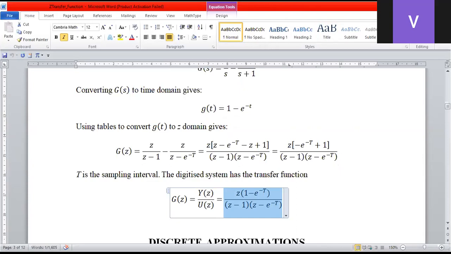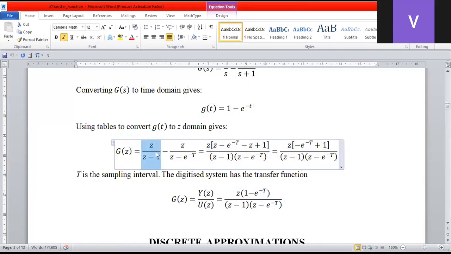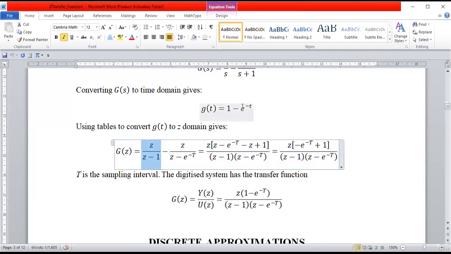Okay, I think we have a question here. Are we going to be given the tables in tests and exams? No. The answer is a big no. You're not going to be given the tables, so you have to memorize the tables. You have to know that the Z transform of 1 is given by this, and the Z transform of this is given by this.